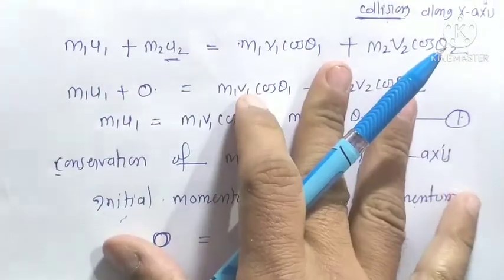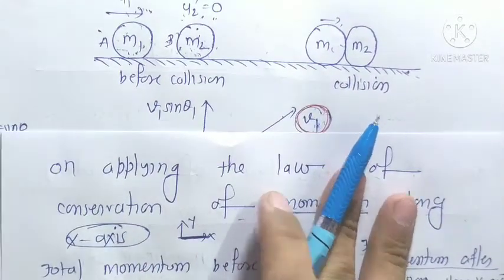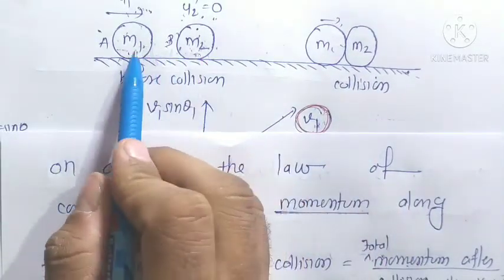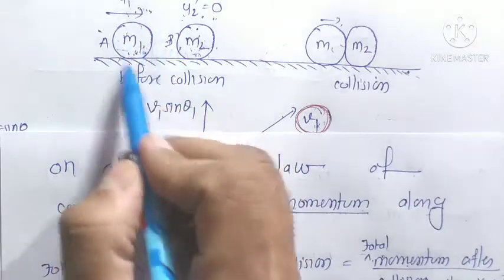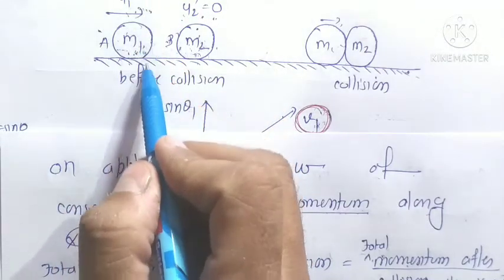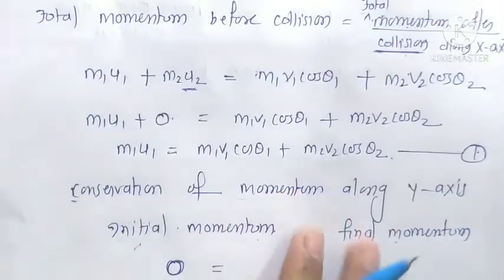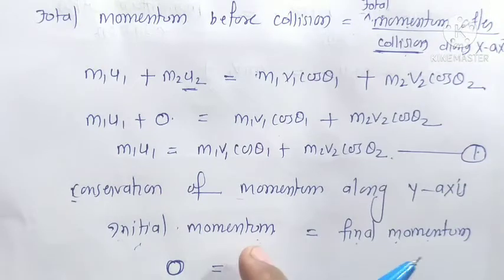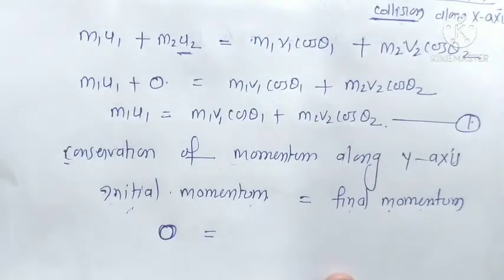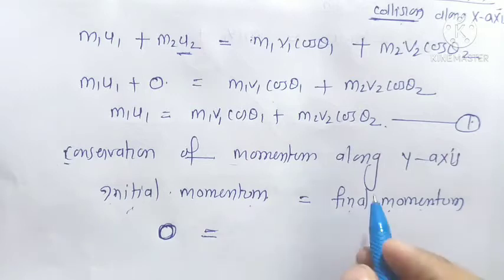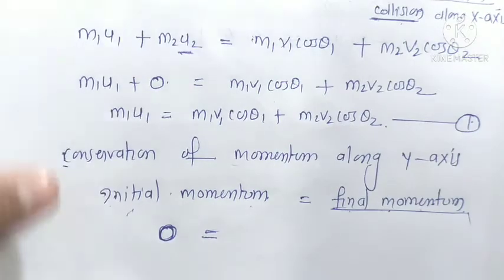Because initially this body is moving horizontally, the second body is at rest, and the first body moves with velocity u1 along the horizontal direction. So there is no component along the y-axis, I mean the vertical direction. So initially the momentum along the vertical direction is 0, no component present. And now the final momentum along the y direction.